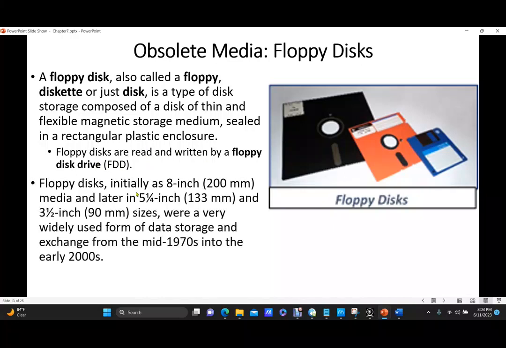The earliest floppy disks were 8 inches wide. Later, much more commonly used were 5.25 inch disks. Then came 3.5 inch disks, and later even smaller.